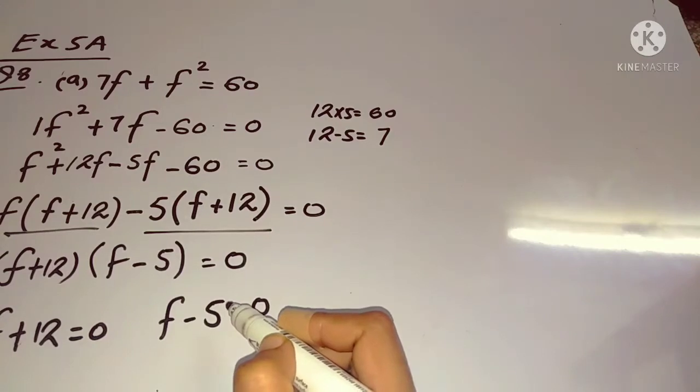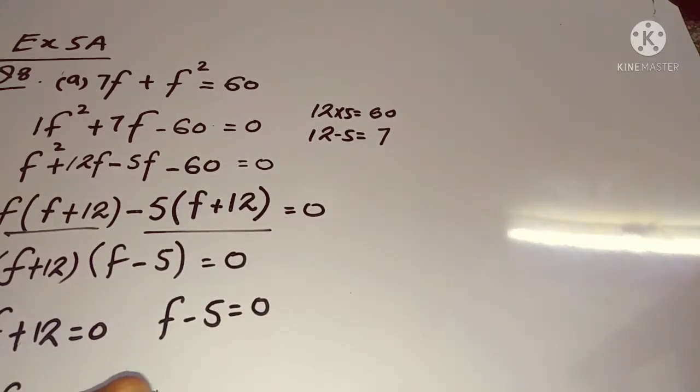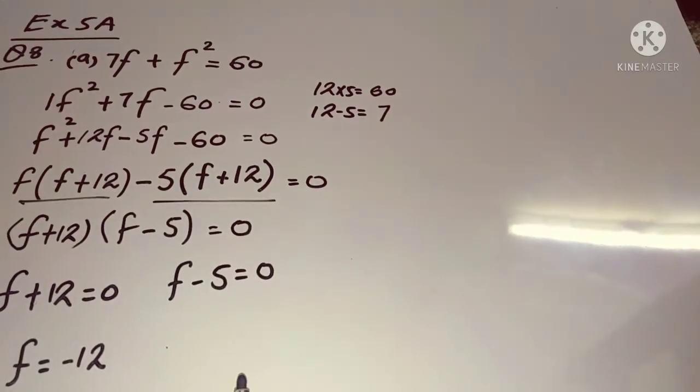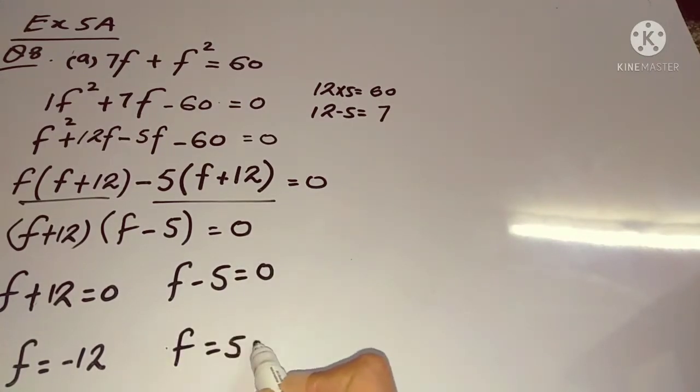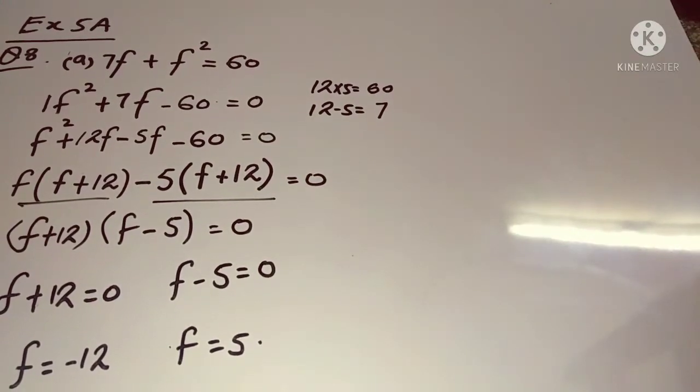So students, 12 is adding over here. It will go to that side. It will be subtracted, so it will become minus 12. And 5 is subtracting over here, but it will go to that side. It will be added. 0 plus 5 is 5. So the value of f is 5. Alright, I hope that part A is clear to you. This is your answer. The values of f are minus 12 and 5.